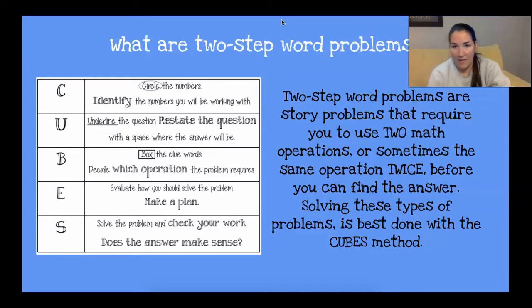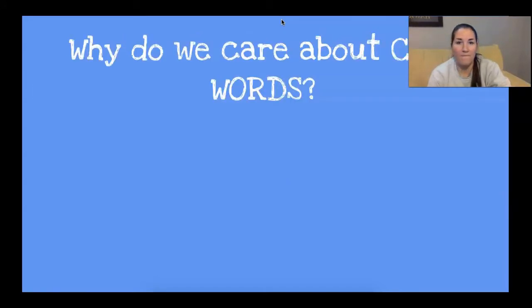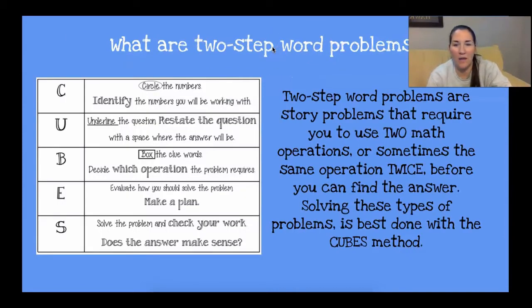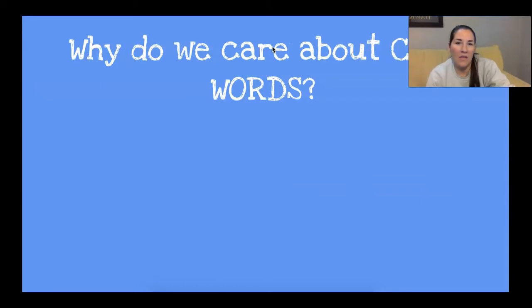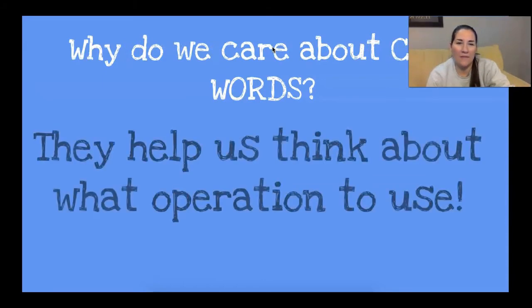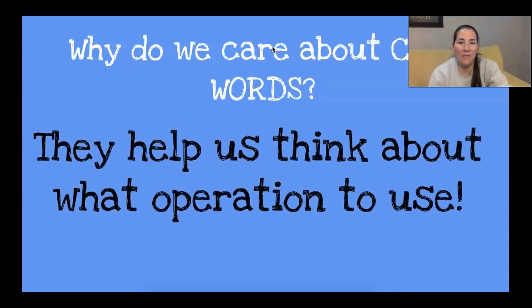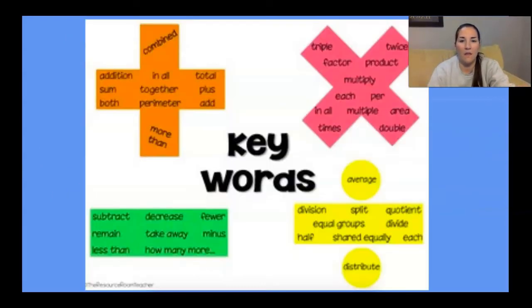So let's jump in and think about, why do we care about clue words? One of the things we're supposed to do is to box the clue words, and we're wondering why that's so important. And really, they help us think about what operation to use. So if we are able to look at the clue words carefully, we'll know whether or not we need to add, subtract, multiply, or divide, and essentially get to our answer. We wouldn't be able to come up with our answer if we didn't look at those clue words carefully.